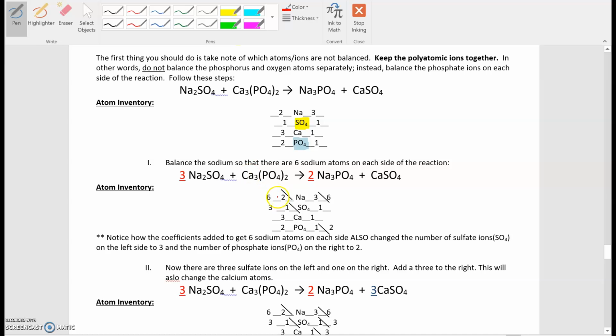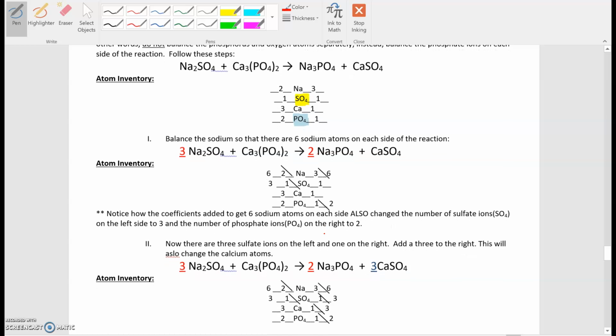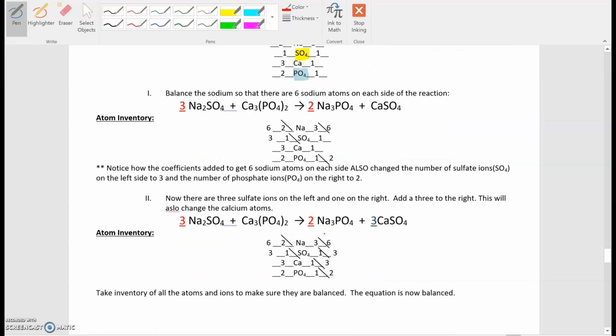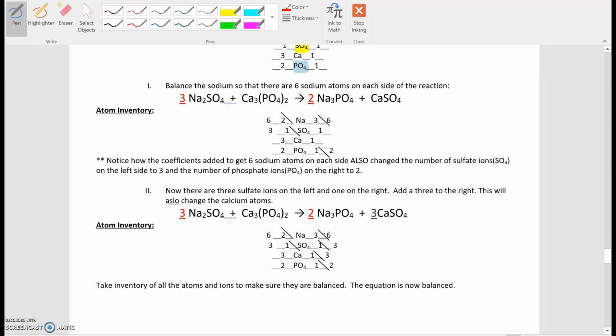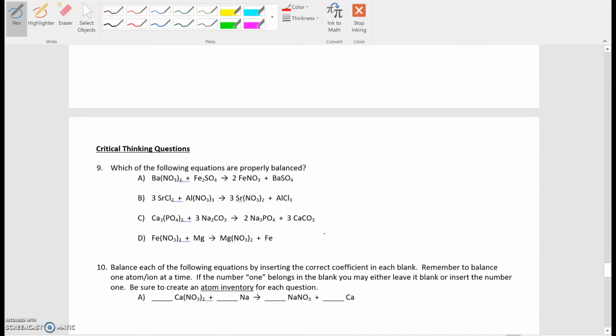sulfate, which gave me 6 sodiums and 3 sulfates, not 12, just 3 SO4s. Then I put a 2 here to balance the sodiums to give me 6, and that also gave me 2 phosphates. The last thing I would need to do is put a 2 in front of the Na3PO4 to balance the sodium and the phosphate. So which of the following equations are properly balanced? Why don't you try this on your own?